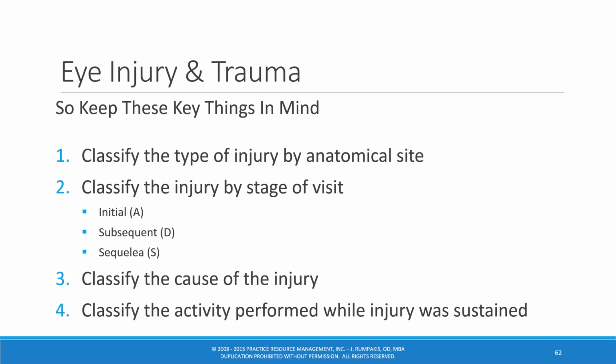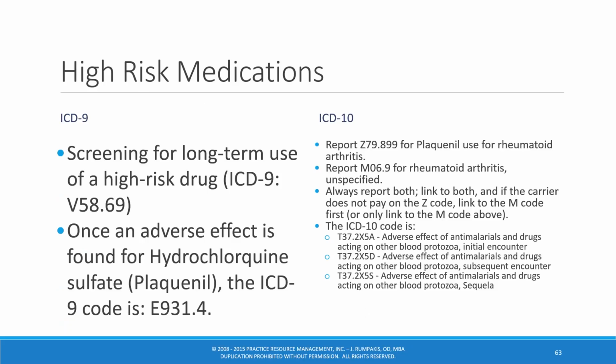High-risk medications become a little bit more specific, whereas right now, if you're monitoring somebody with Plaquenil or something like that, we're only using a code that says long-term use of high-risk medications, right? In the ICD-10, we have a much more specific code, Plaquenil use for rheumatoid arthritis. You would always report it in addition to the type of rheumatoid arthritis that they have, okay? So remember, type of disease and then also use of the medication or use of the drug. That's how we would do it for Plaquenil.